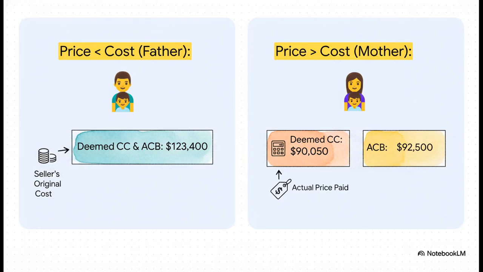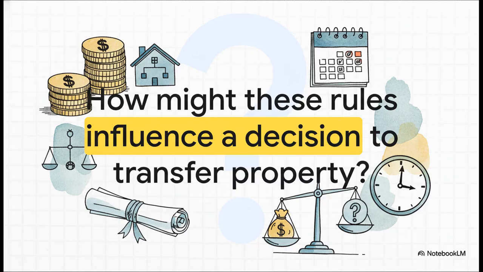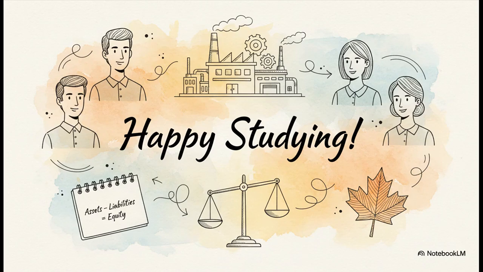So we've gone through the mechanics, we've looked at the numbers, but now I'll leave you with a question to ponder. Knowing these rules, how might this information actually influence a real-life decision? How would it affect the timing, the price, or even whether you decide to transfer a piece of property within your own family at all? And that's our look at non-arm's length transfers of depreciable property.